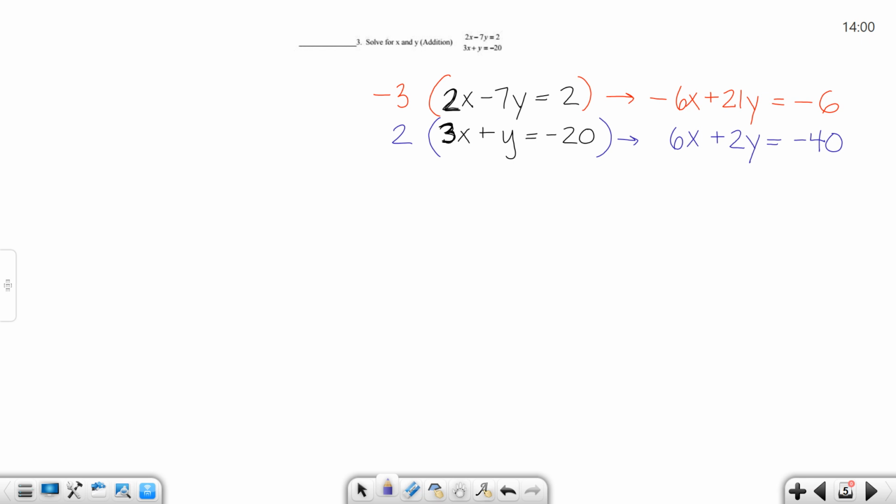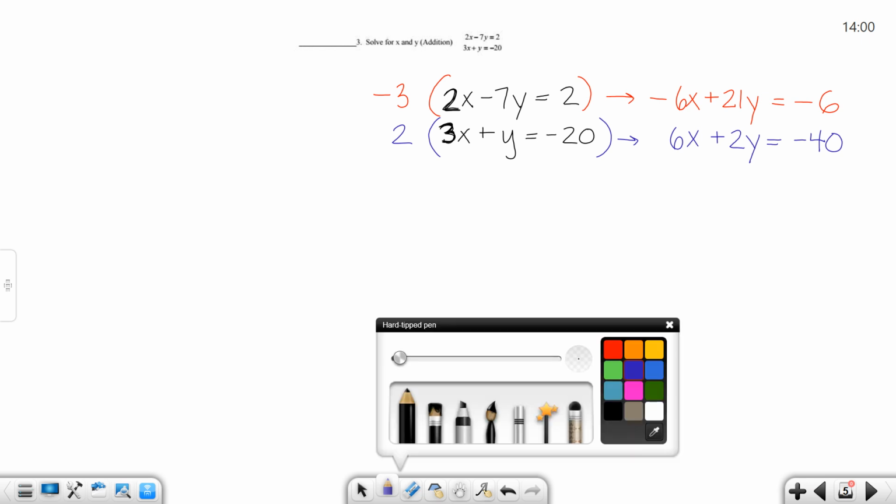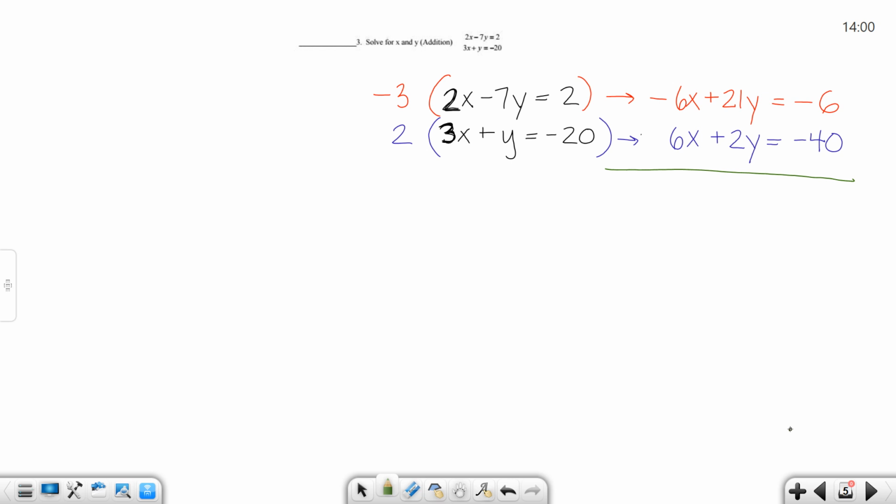What I was trying to do is make my coefficients opposite so that they add out. It didn't matter if the top one was a negative 6 and the bottom one was positive 6, or vice versa. As long as they're opposite, you're in good shape. Once you get them to be opposite, you're going to add the results. So a negative 6x and a 6x cancel. 23y equals negative 46. Once you get the green statement, you'll divide. And y would equal negative 2.